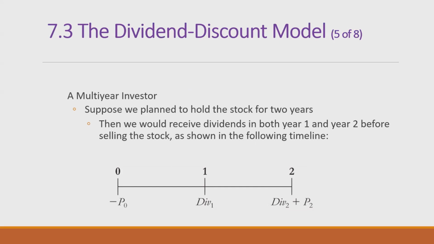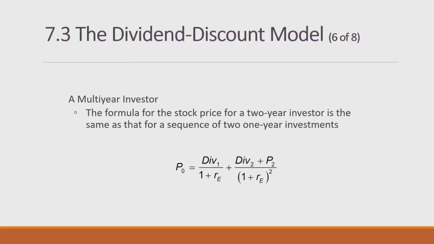Here you see a multi-year investor. Suppose we plan to hold the stock for 2 years. Then we would receive dividends in both year 1 and year 2 before selling the stock, as shown in the following timeline. Here, still with a multi-year investor, the formula for the stock price for a 2-year investor is the same as that for a sequence of two 1-year investments.